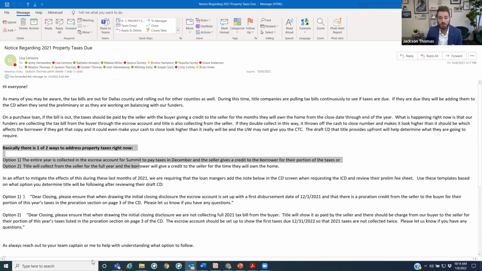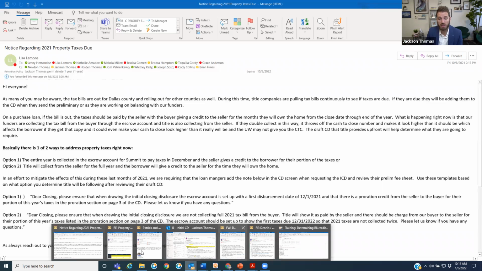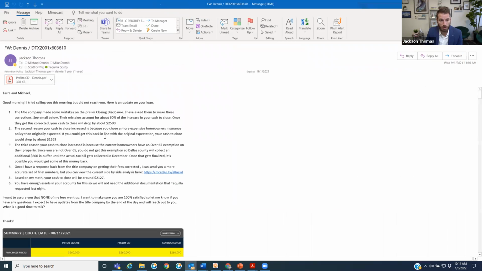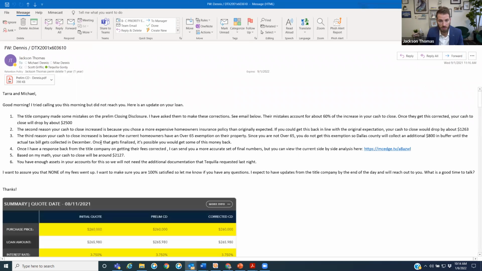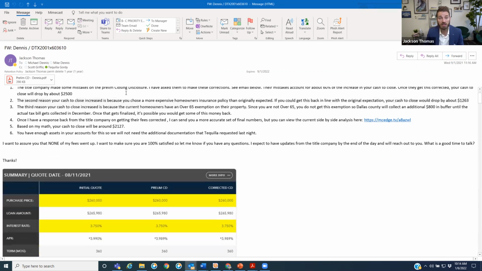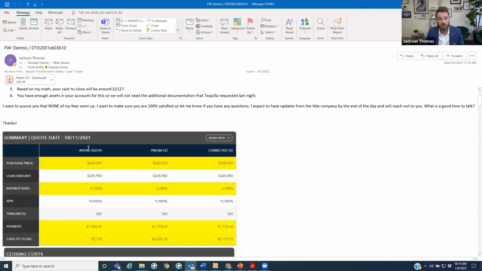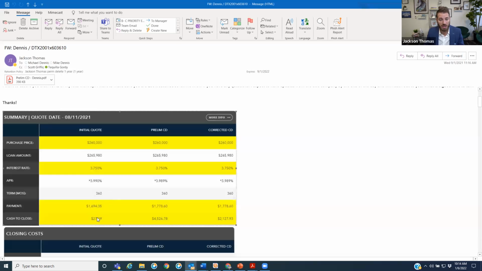Now let's go through the other scenarios where sometimes this gets screwed up. So if all of a sudden your cash to close is off, what is the reason? One of the most common reasons that the closing disclosure will look wrong is, number one, did the homeowner's insurance go up? For example, on this client, they chose a much more expensive homeowner's insurance policy. So what happened was I quoted them a cash to close of $27, which was a VA loan and the seller was paying all the closing costs. So that's why that was that way.